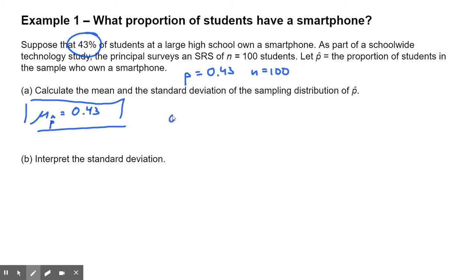And then to find the standard deviation for the sampling distribution of p hat, we have to use this formula, right? It's all inside a square root. So we take p times 1 minus p, and we divide it by the sample size, and that all is inside one big square root. So I'm going to take the time to show you how we're going to do that in Desmos Graphing Calculator.